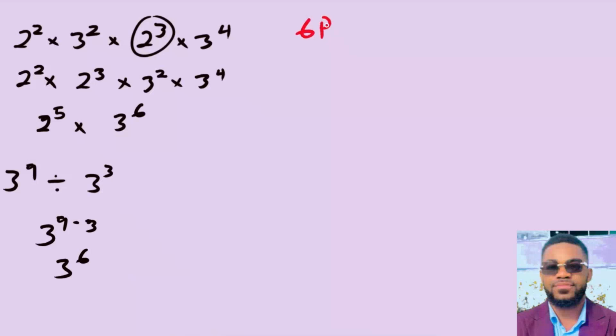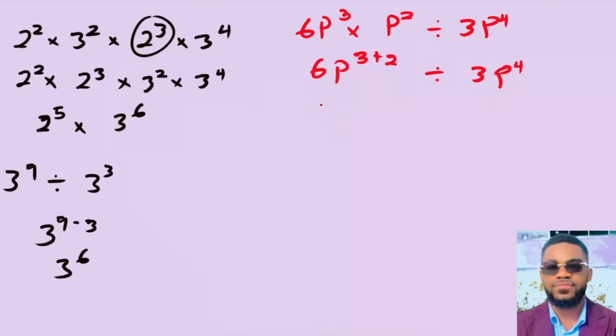So let's take our next question. We have 6p cubed times p squared divided by 3p exponent 4. Now, how do we simplify this? We can multiply this, then we divide by this. So now let's multiply. Since the bases are the same, we can multiply. We're just going to take one of the bases, then we add the exponents. So we have 3 plus 2. If you want to show workings, let me do that here. Now divided by 3p exponent 4. So this is going to be 6p exponent 5 divided by 3p exponent 4.